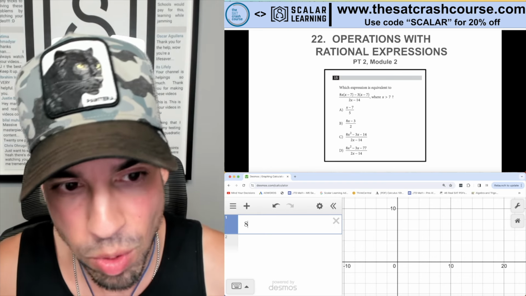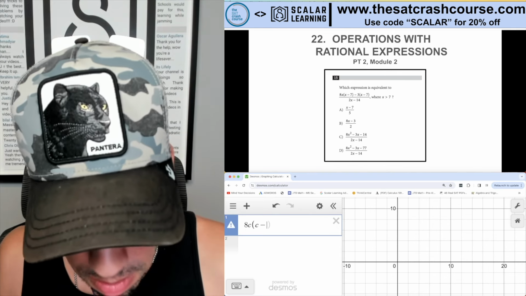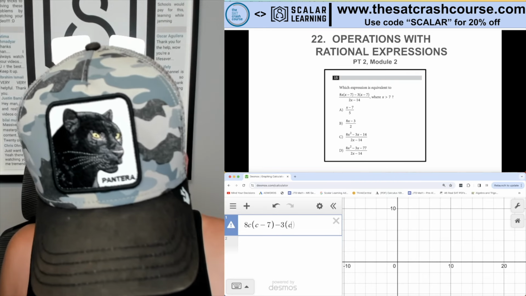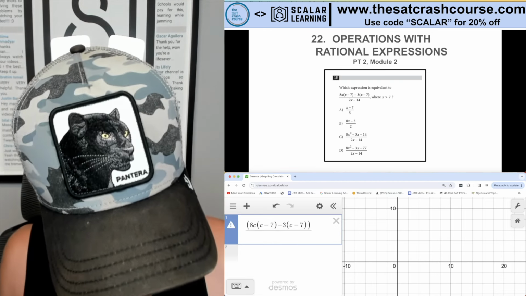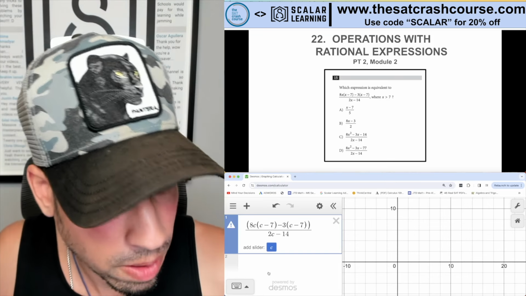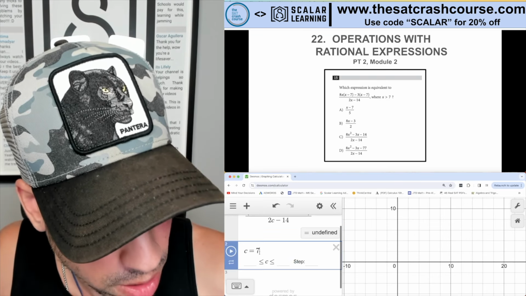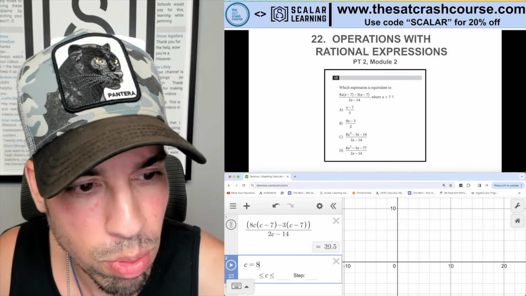It says X has to be greater than 7, so we're going to go with 8, right? So watch this. 8C times C minus 7 minus 3 times C minus 7, and this is all going to be over 2C minus 14, okay? We're going to add a slider. As I mentioned, we're going to set it equal to 8. You don't have to drag it, by the way. You can just go bop like that and make it 8. All right, now we get a value of 30.5.